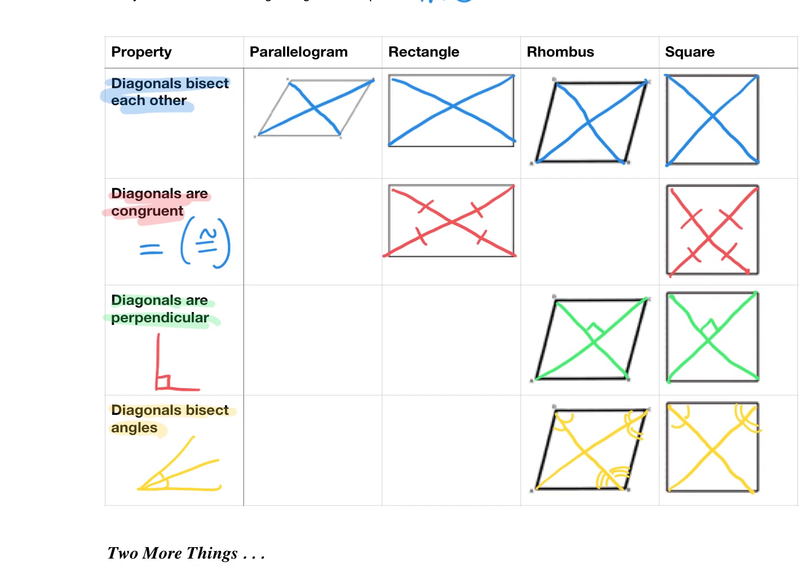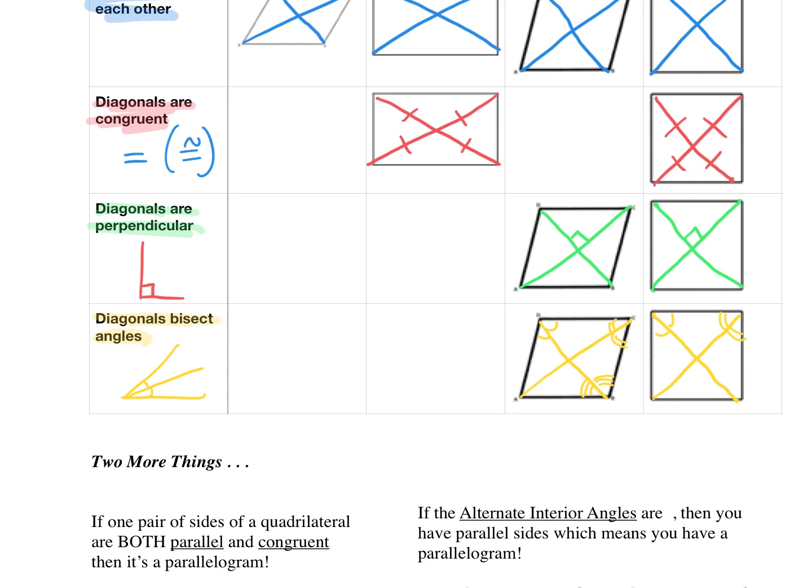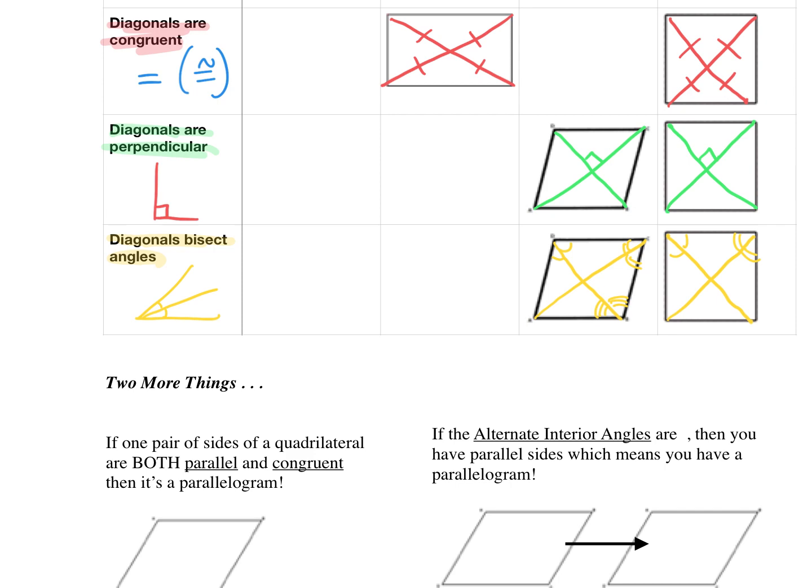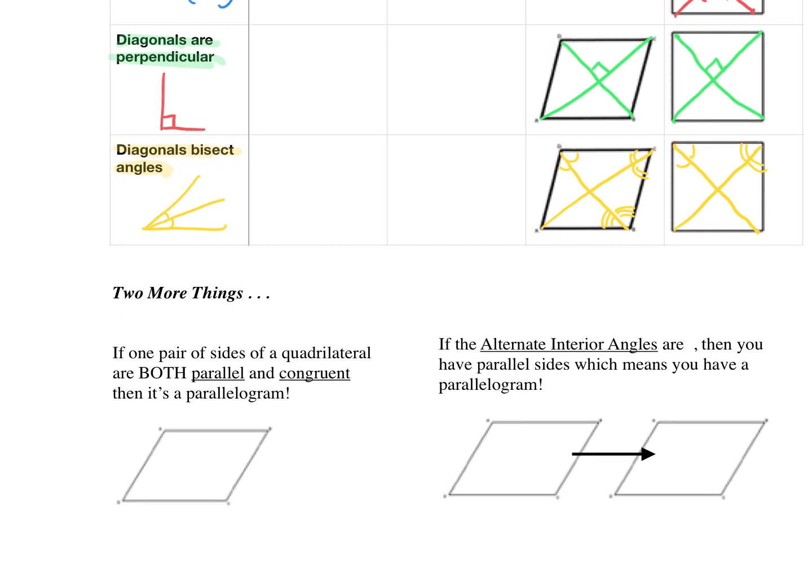Okay, so these are all the features that you need to know about or use your notes for in order to solve the things in ALEKS. And then there are two more things to know. If one pair of sides of a quadrilateral are both parallel and congruent, then it is a parallelogram. This is another important piece of information. If you see a quadrilateral that has markings where one pair of sides has a congruent marking and a parallel marking, which we show with the arrow, then that is indeed a parallelogram, because they're going to ask you whether something's a parallelogram or not.